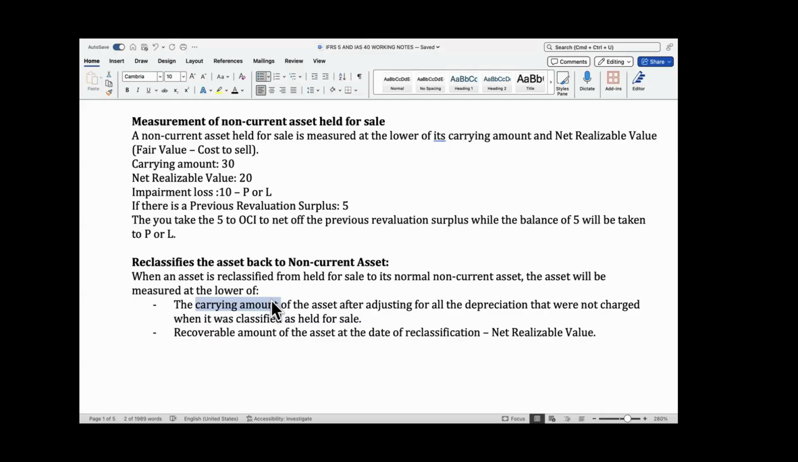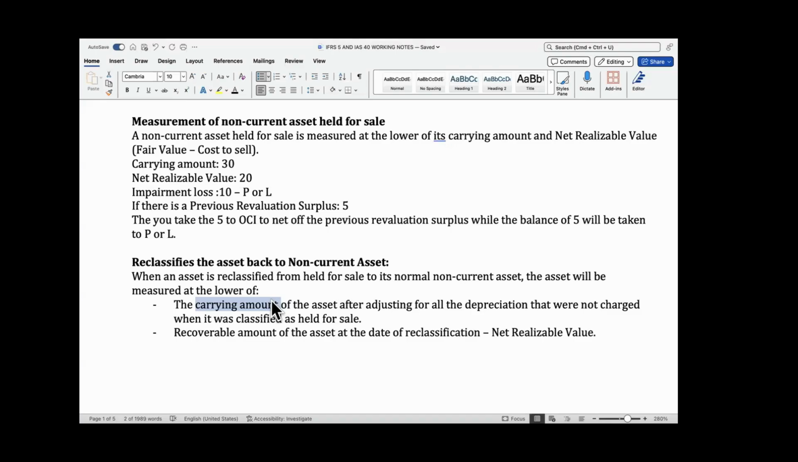So we want to avoid all of that and say that you would need to charge all the depreciation you were not charging before while it was classified as held for sale. Because now your intention has changed and you want to continue to use the asset. So that gap in depreciation that you did not charge, we expect you to now charge it. Otherwise, there will be a gap in accounting. There will be a missing link just because you decided to classify and reclassify. Otherwise, accounting will become a joke. People will just be doing anyhow.